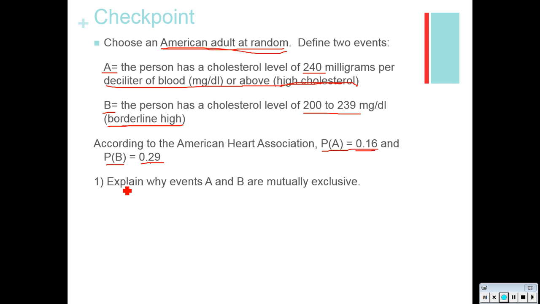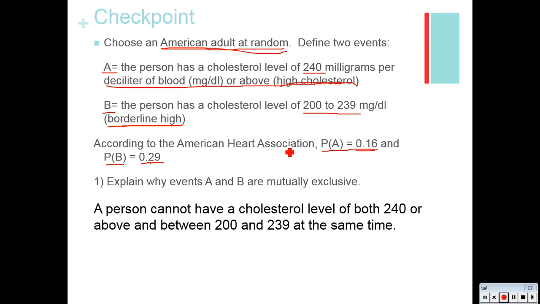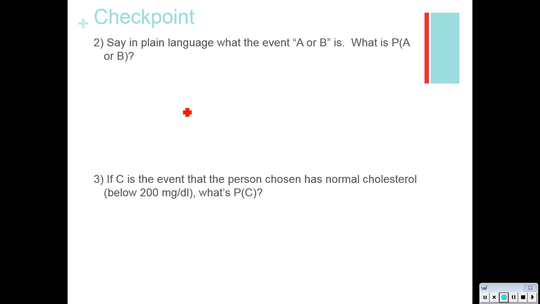Question 1 says, explain why events A and B are mutually exclusive. So the events are mutually exclusive here because, remember, once again, mutually exclusive means two events that have no outcomes in common. These two events are mutually exclusive because someone cannot have high cholesterol and borderline high cholesterol. They would have to be in one group or the other if they were in either one of those groups. So that's why these events would be considered mutually exclusive.